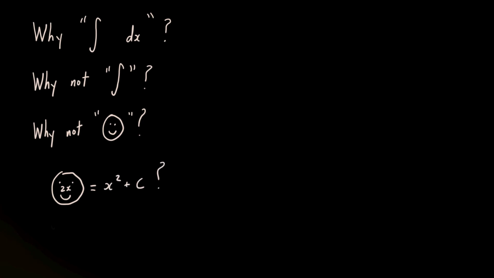Okay, but more seriously, what tends to be confusing is the seemingly random inclusion of the dx. Because dx has a geometric meaning from Cal 1.